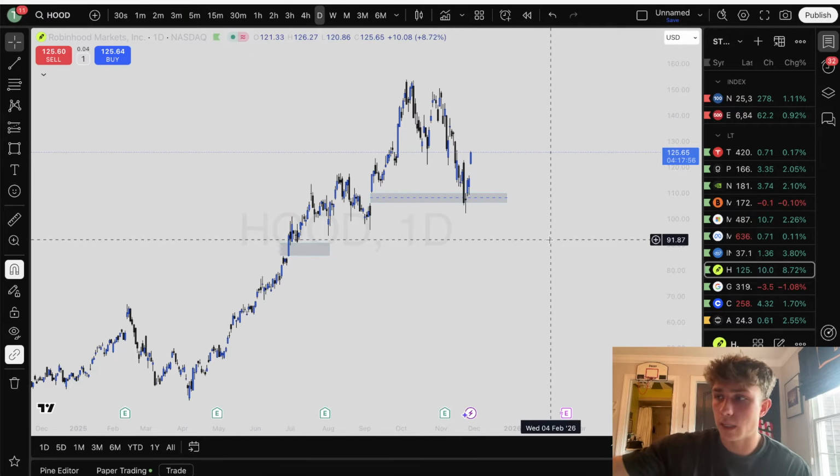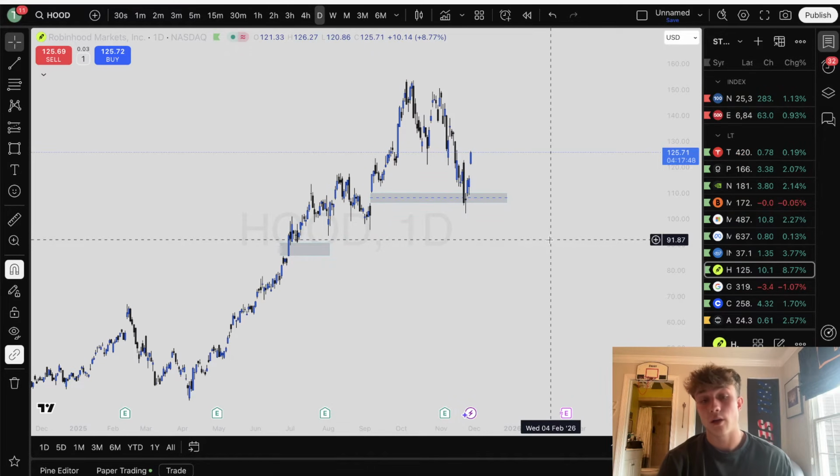Hood, obviously, I love Robinhood. I actually trimmed some of the position today because we were up 9%. I trimmed $500 worth, expecting that SMD to hold. It didn't hold. I have a $6,500 market value. I'm cool with that.